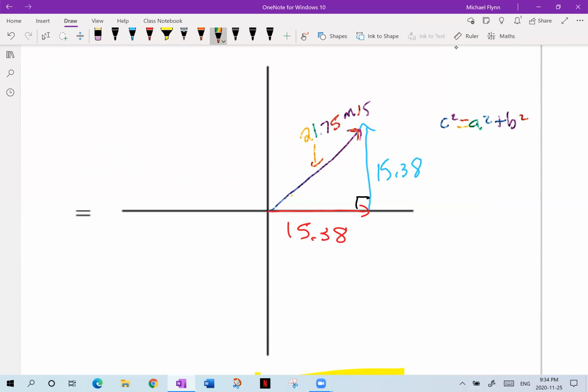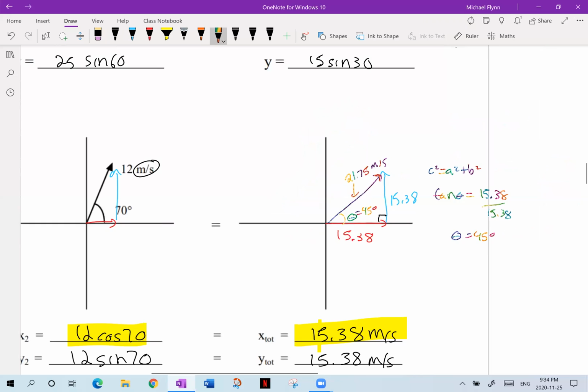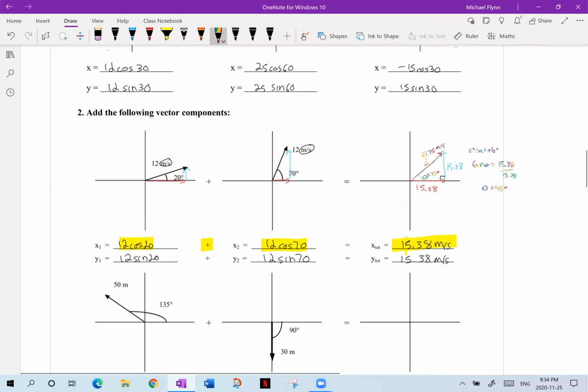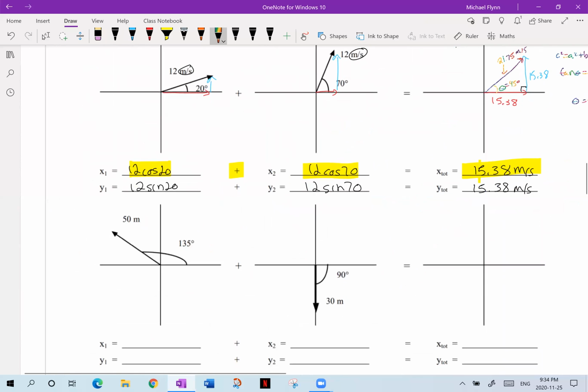And now to find the direction of it, I'll go tan of theta equals 15.38 divided by 15.38, and I'm going to get theta equals 45 degrees. Don't you love this rainbow color? Okay, so that's 45 degrees. So this is 45 degrees here. See, so what I've done is I've constructed the answer. And all I did was add the components: each component can add with the corresponding component of the other vector, okay?